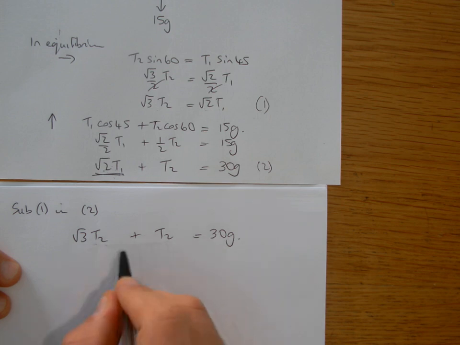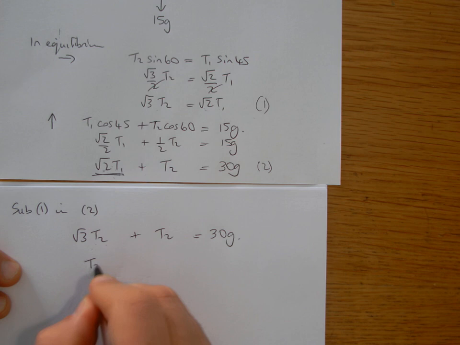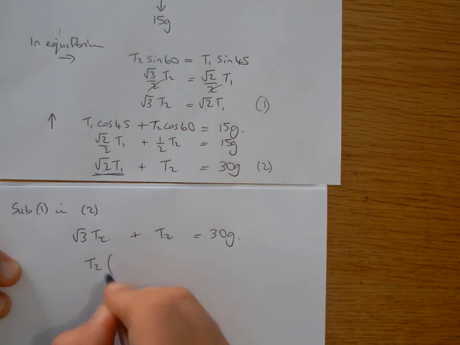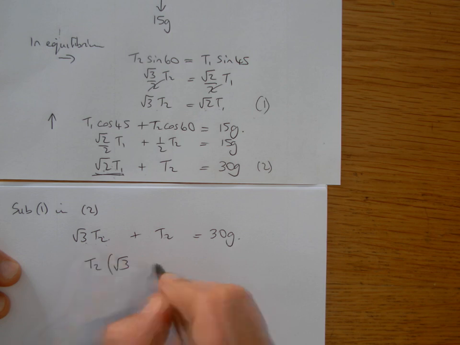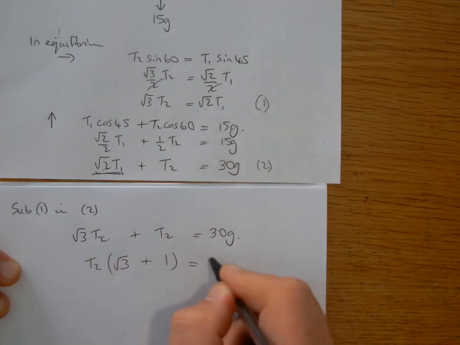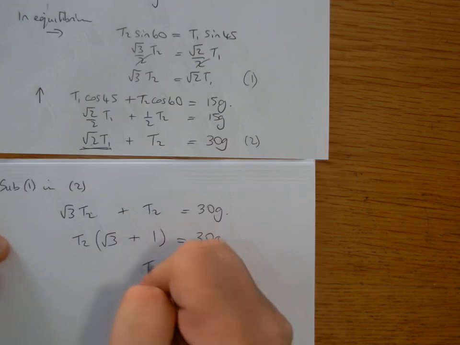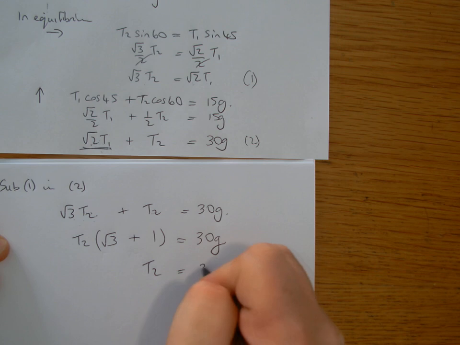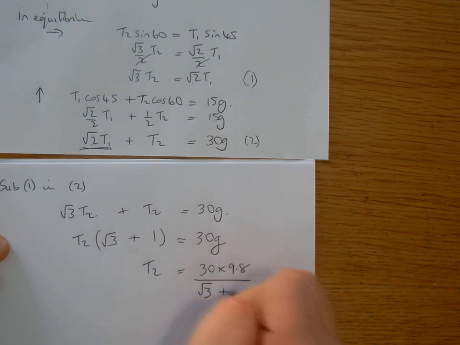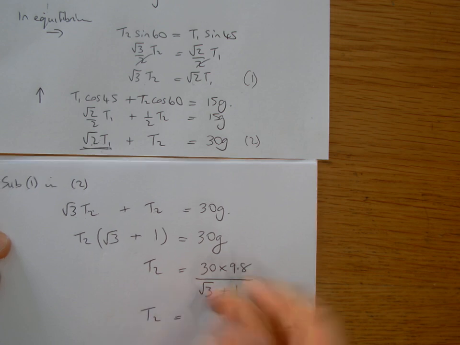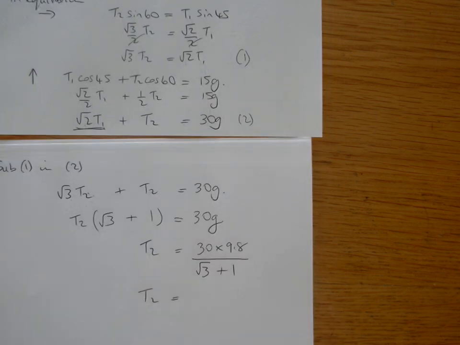And then we've got a situation where we can work out T2, because we've got a simple equation with just T2 involved. Now what I would do now is factorize out T2, because it's common here, and of course you've got to times it by root 3 to get this, and then you've got to times it by 1 just to get T2, equals 30g. And then just to finish off for T2, you just need to do 30g, well that's 30 times 9.8, upon root 3 plus 1. So we can work out our T2 on our calculator.